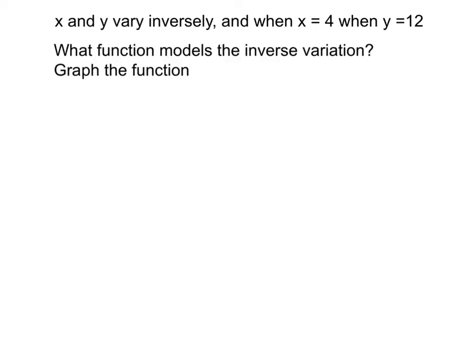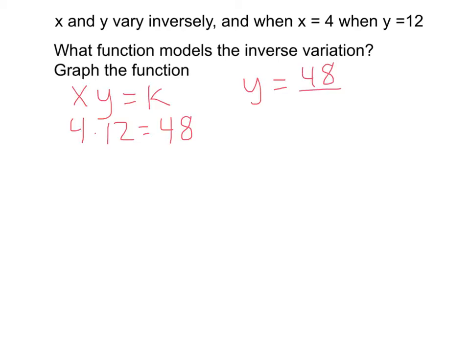Here we have the problem. x and y vary inversely when x equals 4 and y equals 12. We need to find the function that models the variation, and we're also going to graph the function. The first thing we need to do is find k. If we know that x times y equals k, 4 times 12 equals 48. So the equation for our inverse variation is y equals 48 over x.